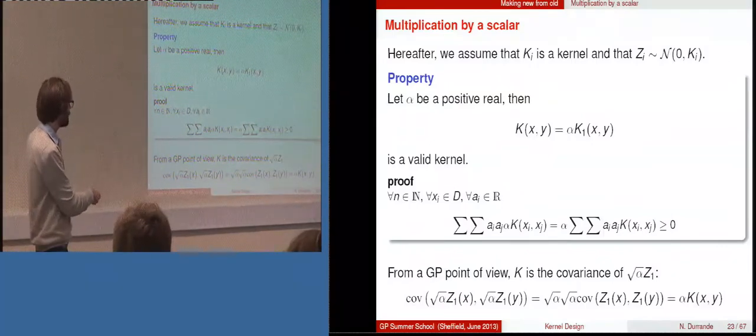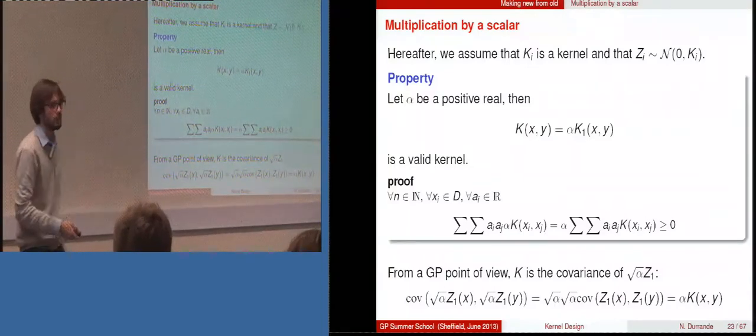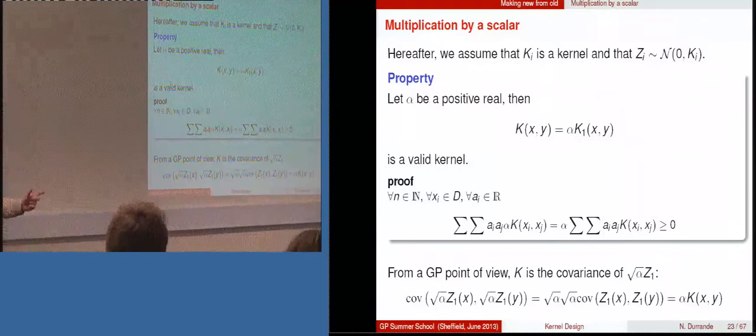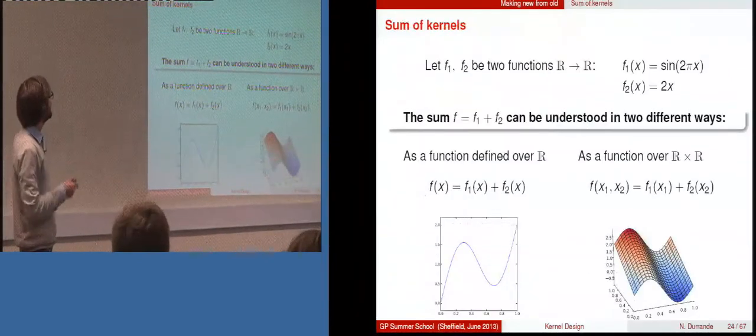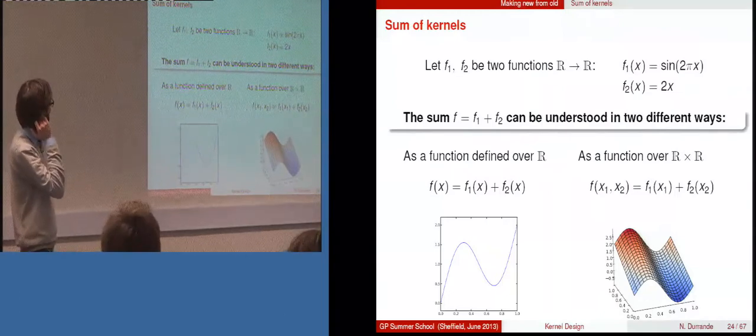This is another proof, because if we use Löw's theorem, we know that a covariance is a positive definite function. So here, this kernel corresponds to a covariance, so it is positive definite. The two are equivalent to show the positive definiteness. So now, the sum of kernels.